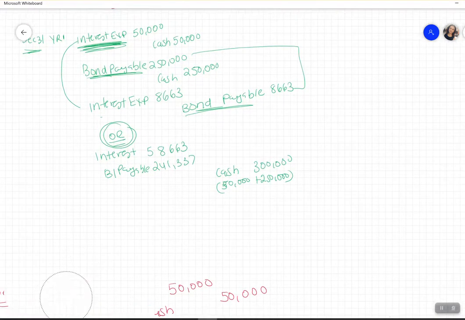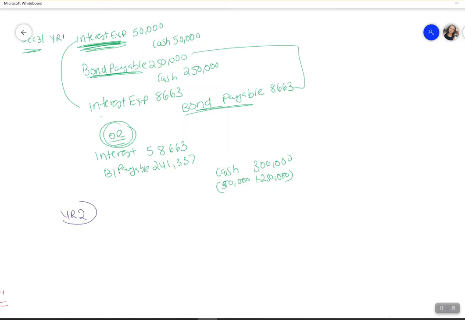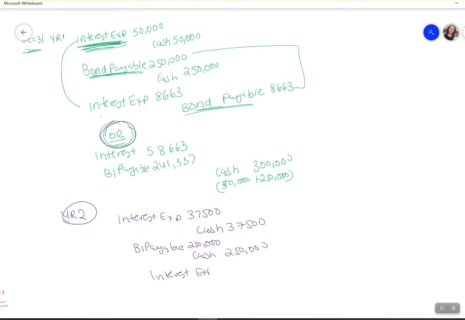So year two entry will be, let's do your year two. If you look at your table, you could do the entry. I'm going to show you both entries. So you have an interest expense. In this case, my interest expense entry was for the cash. First, I'm going to do single entries, then I'm going to combine it. In this case, it's 37,500. This is also 37,500. And then we have a bond payable and a cash of 250,000. This is 250,000.